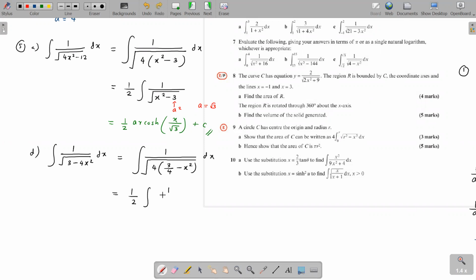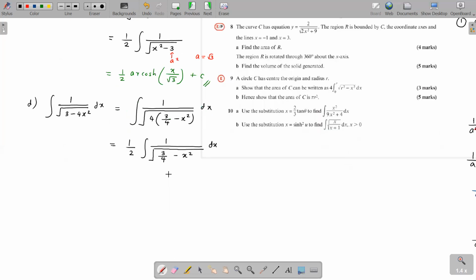Integration of 1 over root 3 over 4 minus x square. Okay, so then this is our a square. So our a square value here is 3 over 4, which means a value is root 3 over 2. So let's input the equation.